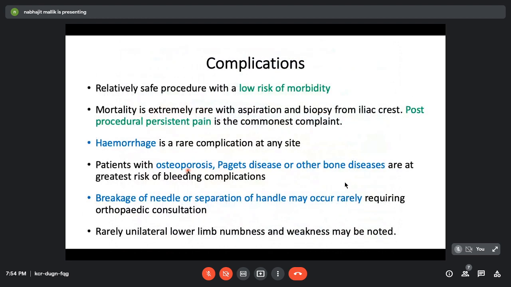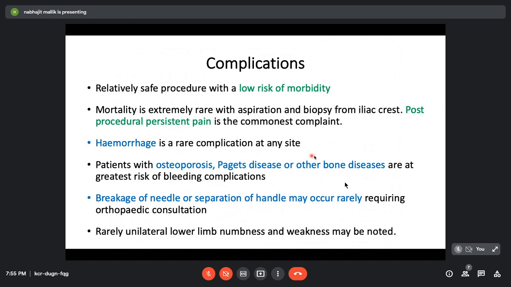Now, are there any complications of this bone marrow biopsy procedure? Well, bone marrow biopsy is a relatively safe procedure with very low risk of morbidity. Mortality is extremely rare with aspiration and biopsy from the iliac crest. That's why we have said that sternal biopsy should be avoided at all costs. It should be done mainly from the iliac crest. Post-procedure persistent pain is one of the most common complaints of the bone marrow biopsy procedure. And if we apply a good local anesthesia before doing the procedure, the pain is actually minimal, and sometimes the patient feels no pain at all.